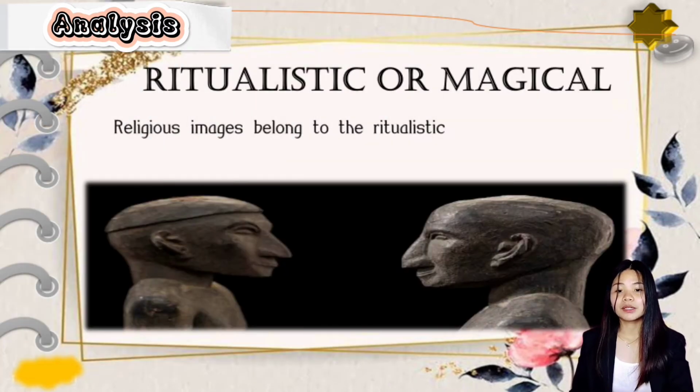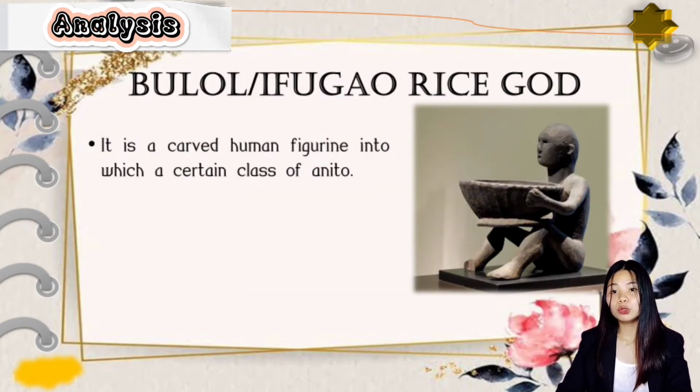The second type of Cordilleran art is the ritualistic or magical. It is for religious images or their spiritual beliefs. An example is the bulul or the Ifugao rice god. It is a carved human figurine into which a certain class of anito is said to incorporate itself when worshipped. So they worship the bulul or the rice god.